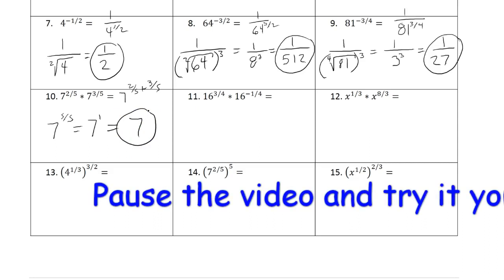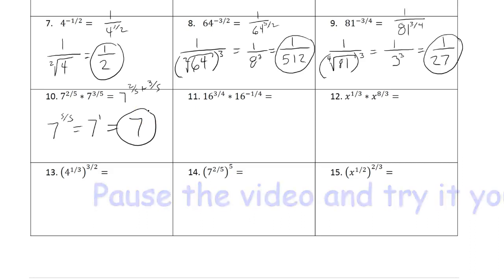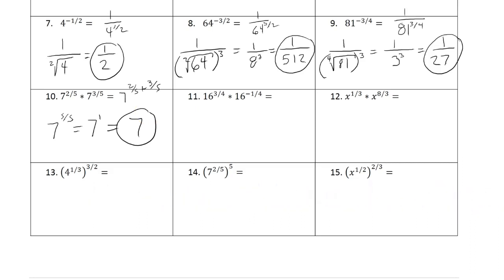Now pause the video and try numbers 11 and 12 yourself. Now that you have tried it, check your work. Once again, we add the exponents. 3/4 plus -1/4 is 2/4, which simplifies to 1/2. 16 to the 1/2 is 4. 1/3 plus 8/3 is 9/3. X to the 9/3 simplifies to x to the third.